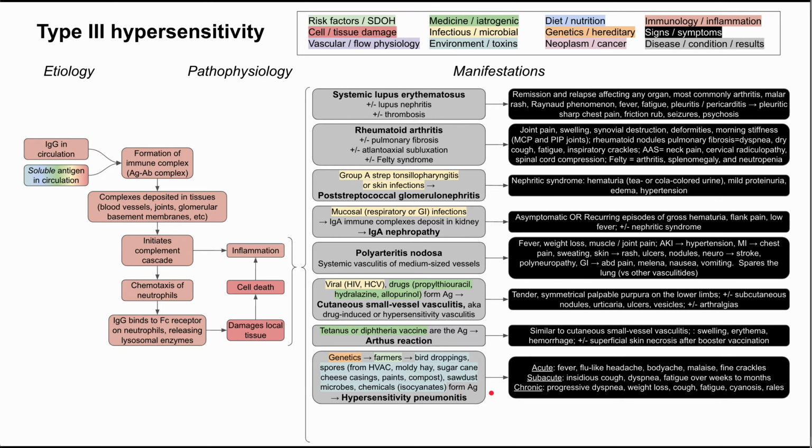The presentation of hypersensitivity pneumonitis depends on the course of the illness. In acute cases, you'll have fever, flu-like headache, body aches, malaise, and fine crackles on your lung exam. In the subacute case, you'll have insidious cough, dyspnea, fatigue over weeks to months. And in the chronic case, probably the most severe case, you'll have progressive shortness of breath, weight loss, cough, fatigue, cyanosis, and rales. It's also common for hypersensitivity pneumonitis to have a presentation that's on and off, depending on whether the farmer or the patient is working with these substances.